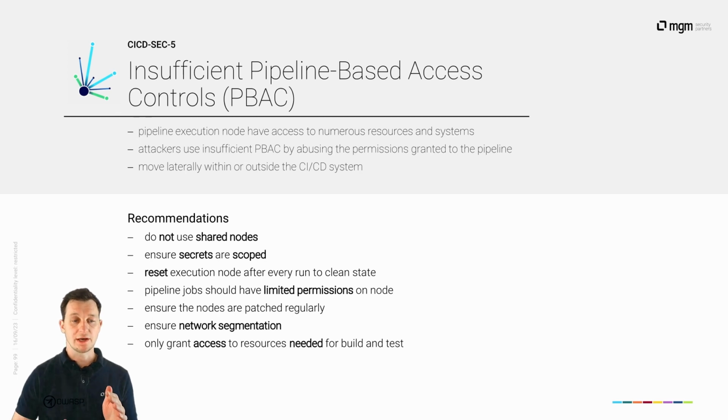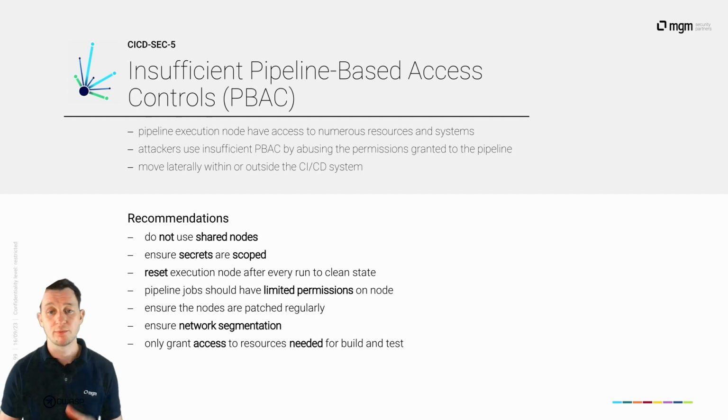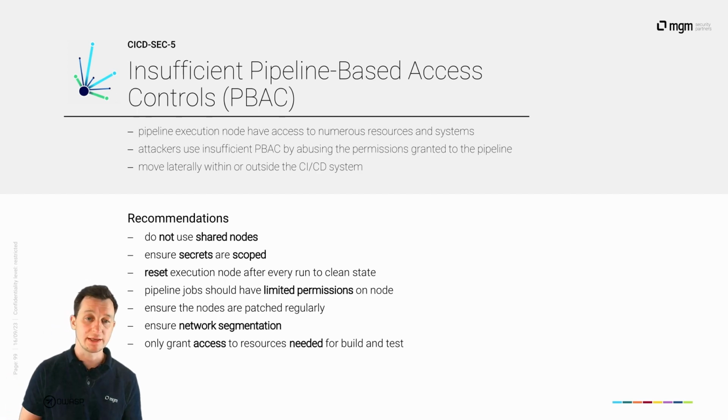So the idea behind this is that pipeline execution nodes have access to many resources or systems, and you should make sure that you cannot abuse the permission granted to a pipeline and move laterally within this CI/CD system, or even outside the CI/CD system.